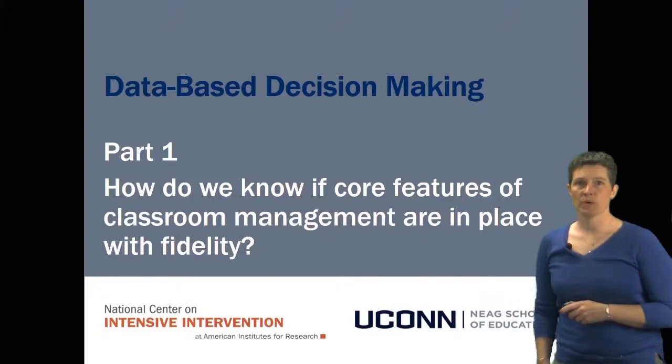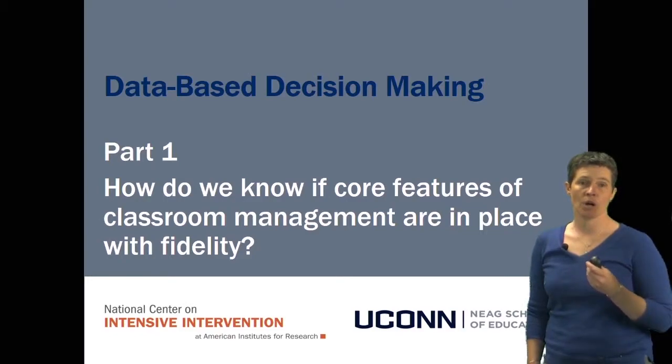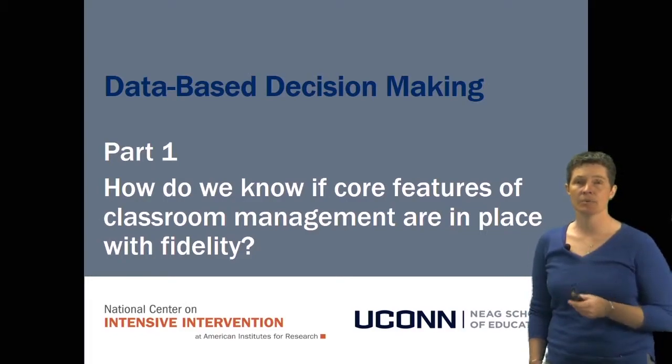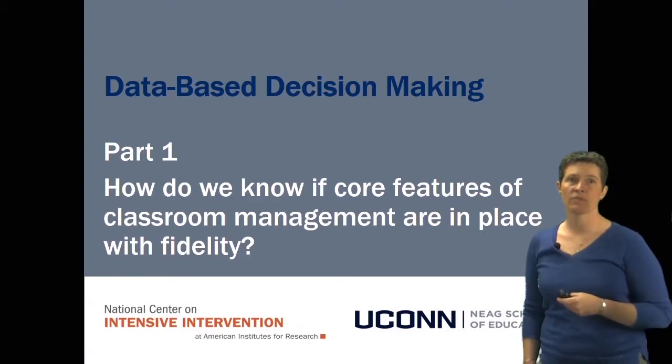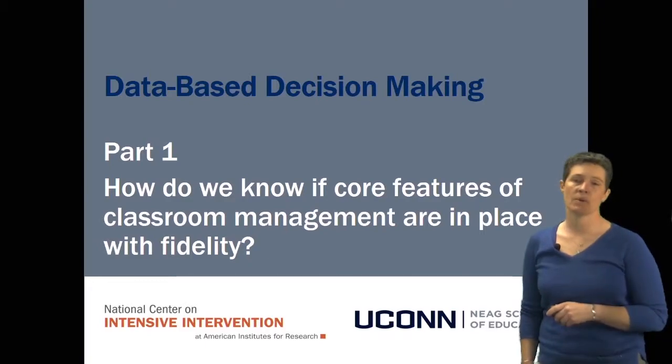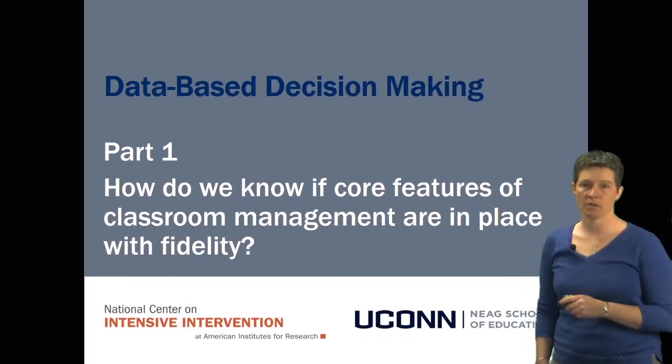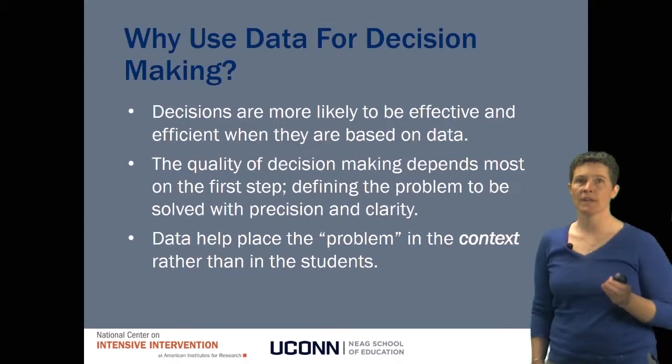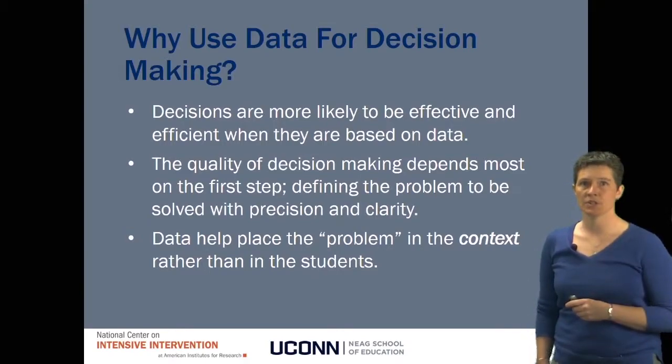So we're going to start with part one. The first thing to think about is how do we know if our implementation fidelity is in place? Are we doing those 5 critical features of classroom management the way we think we are? And we need to make sure we're measuring that before we move on and say whether or not students are responding or not. So now that we're collecting all of that information, we're going to think really carefully about how do we use it to guide our decision making.